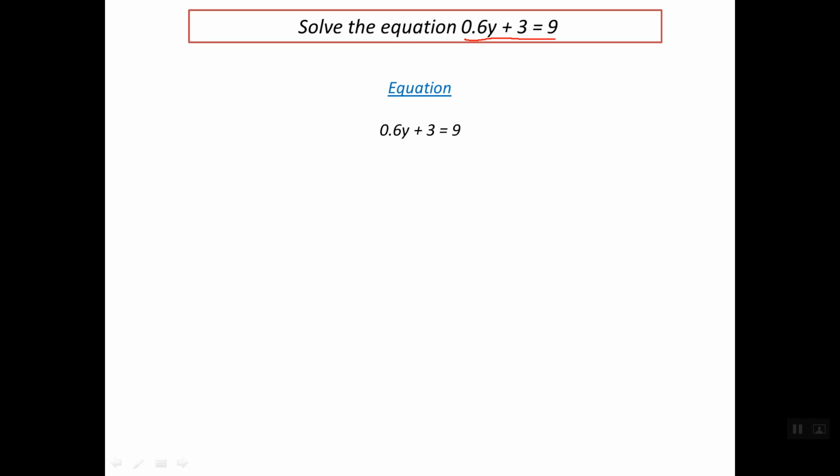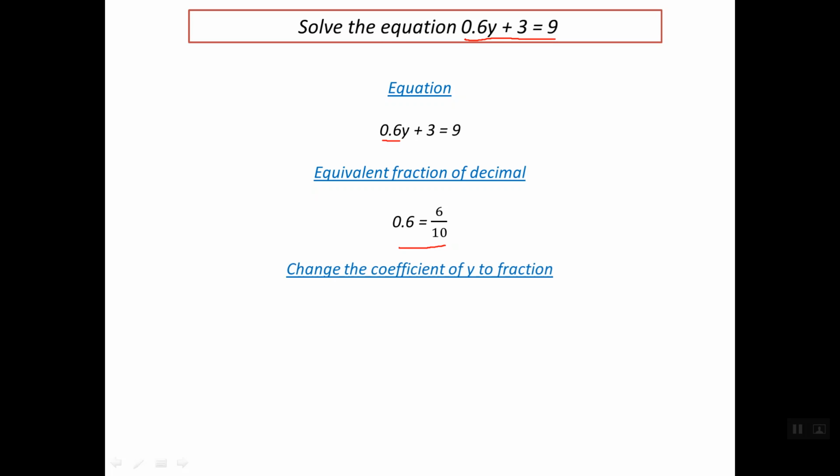The simplest way to deal with such an equation is simply to change the coefficient of y from decimal to fraction. The equivalent fraction for the decimal 0.6 is 6 divided by 10. So now we can change the coefficient of y to a fraction, so it becomes 6 divided by 10 times y plus 3 equals 9.